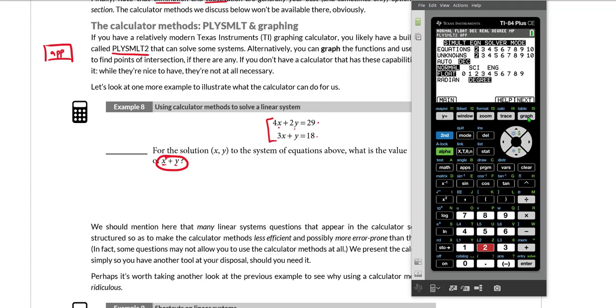I am then going to hit the graph button, which is my next tab. I'm going to hit graph to go to next. And now what I have here is a system of equations.